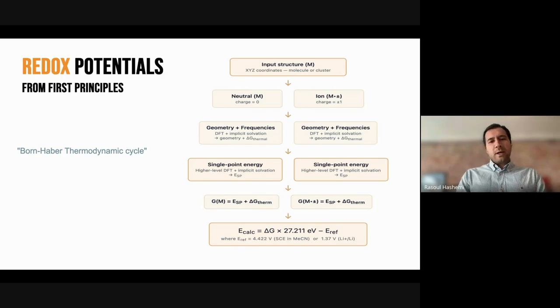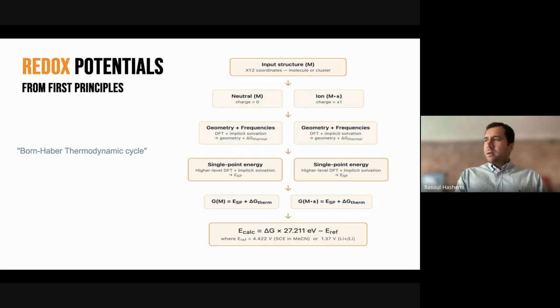I want much better energetics, so I go to single point energy calculations. The single point energy is the energy the system has based on the optimized geometry, plus corrections for thermal, vibrational, zero-point, and entropy contributions. That gives me a Gibbs free energy for both the neutral and the ion, either anion or cation. Taking the difference between these two, with some more calculations, I get my potential, and that potential is an absolute value. If I want, I can find a reference; for instance, in lithium-ion batteries, we have a reference and a referred potential.